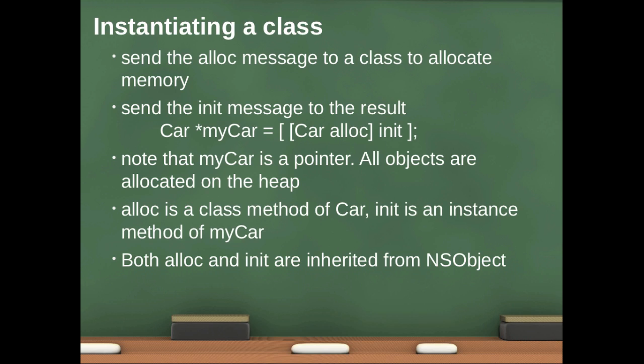Now, init and alloc are both declared in Car, but myCar can use the init method, but can't use the alloc method, because alloc is a class method. Both alloc and init are inherited, however, from NSObject. And NSObject gives us the base kind of concept. It is the ultimate root template for every object that we will create in Objective-C.